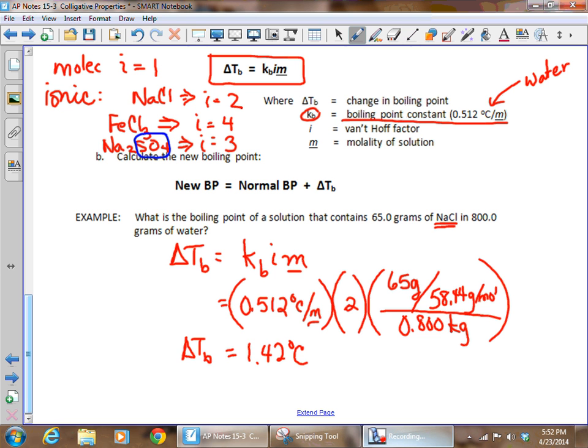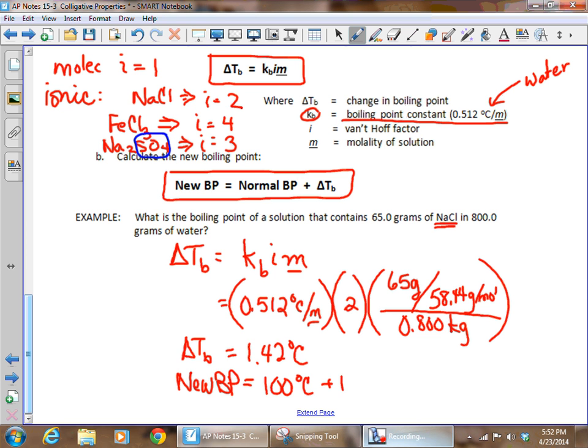So we can't forget to use this little equation here, that the new boiling point is going to be the normal boiling point plus the change, because remember, we're elevating the boiling point, we're raising the boiling point, so it's going to be added to 100. So the new boiling point will be 100 degrees plus the 1.42 degrees, or 101.42 degrees Celsius.